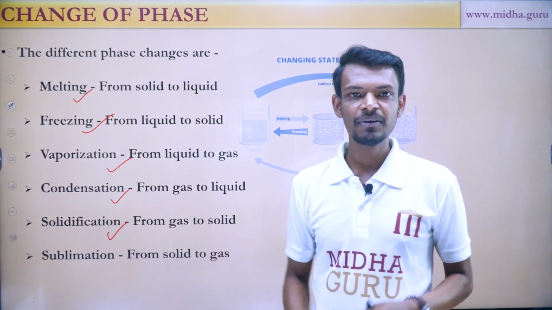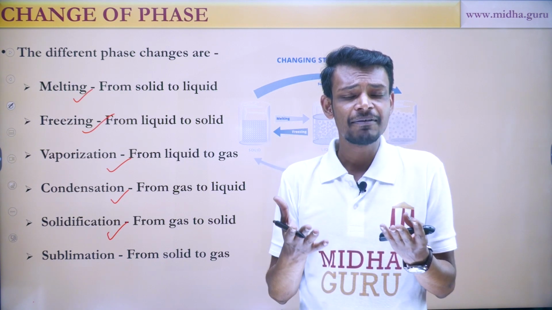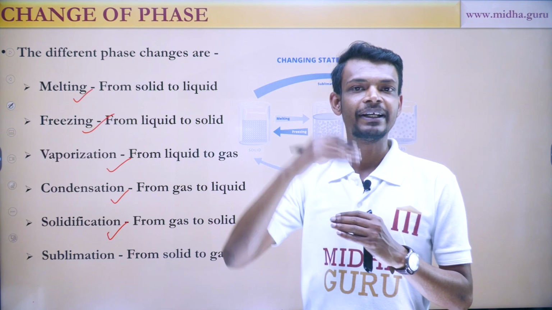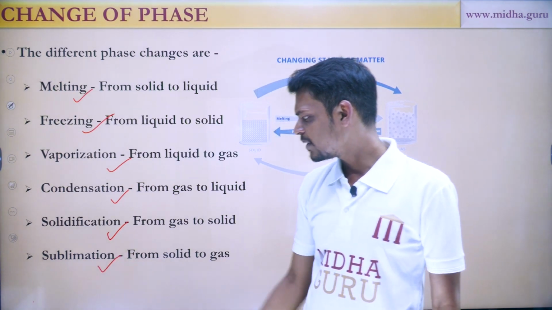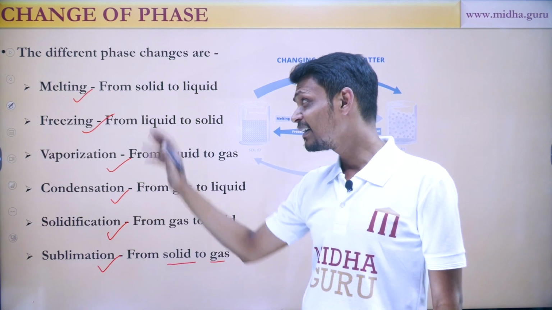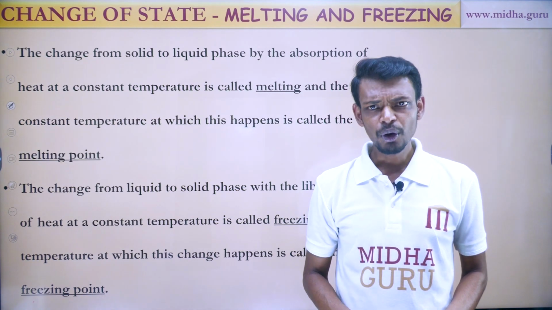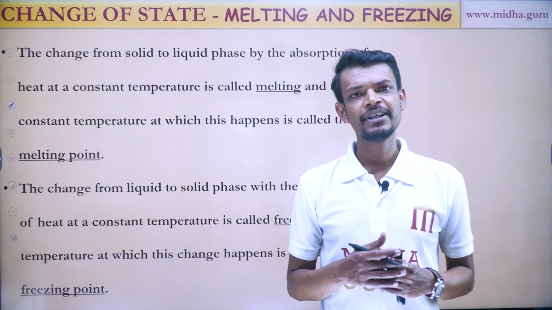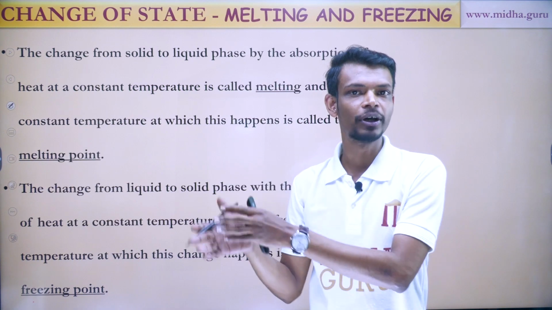Then we have deposition, when a gas directly gets converted into solid. For example, if we have camphor, then it sublimes actually. It gets converted from solid directly to gas and then from gas directly to solid. Next we have sublimation, that is when a solid changes directly into gas. Now we will understand these concepts one by one. First, let us understand freezing, or you can say melting, because these are related. If I talk about freezing, it means change from liquid to solid. If I'm talking about melting, then solid to liquid.